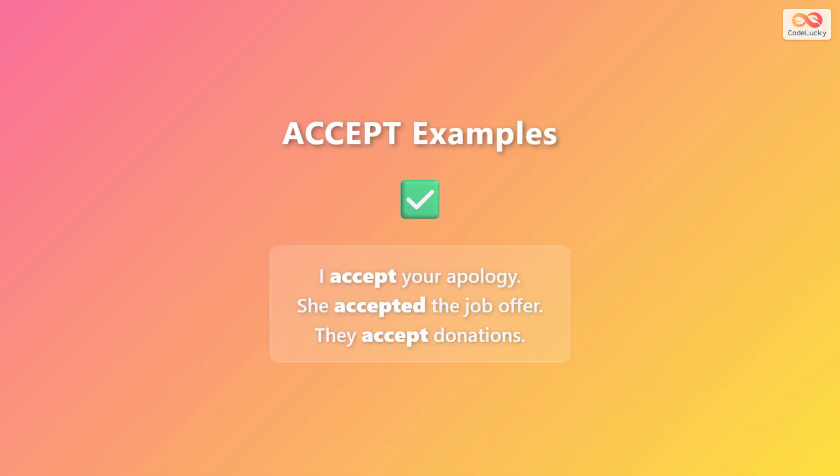Now let's look at some examples of accept in sentences. First example, I accept your apology. This means I receive your apology and agree to forgive you. Second example, she accepted the job offer. This means she agreed to take the job that was offered to her. Third example, they accept donations. This means they receive donations from people who want to give money.